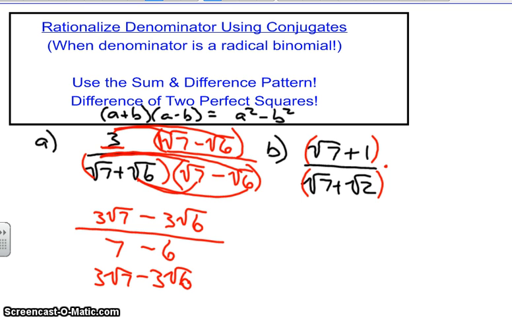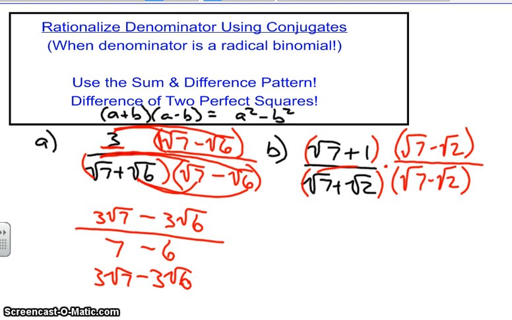So what is the conjugate, the binomial we need? I got square root of 7 minus square root of 2. Good. And so we'll have to multiply that same binomial to the numerator in order to maintain equality, right? Okay, so now we multiply across. Square root of 7 times square root of 7 leaves us with square root of 49, which is 7, right?